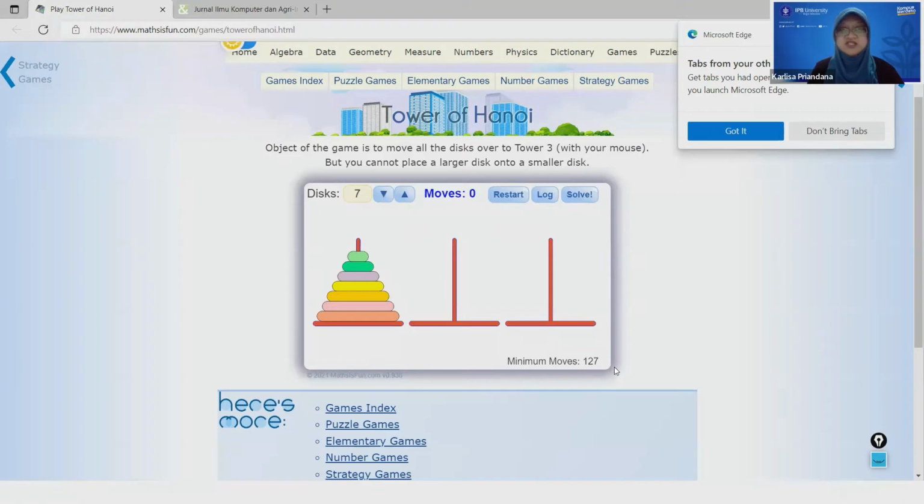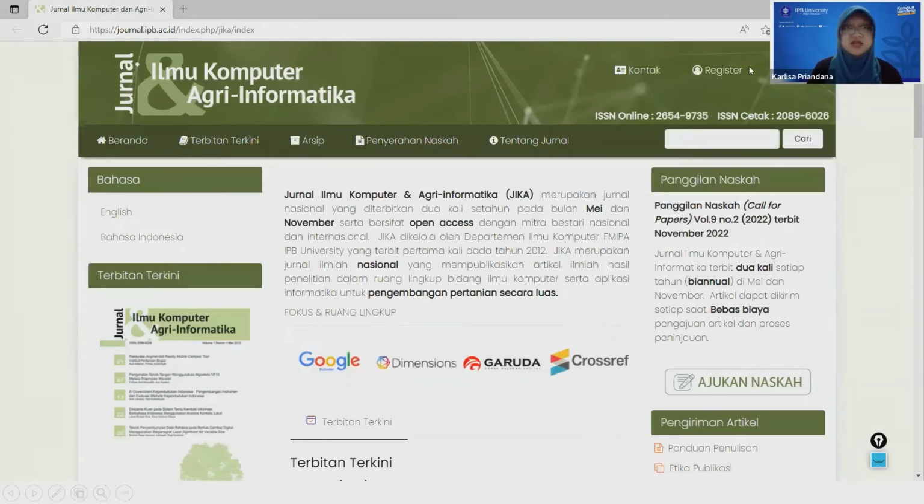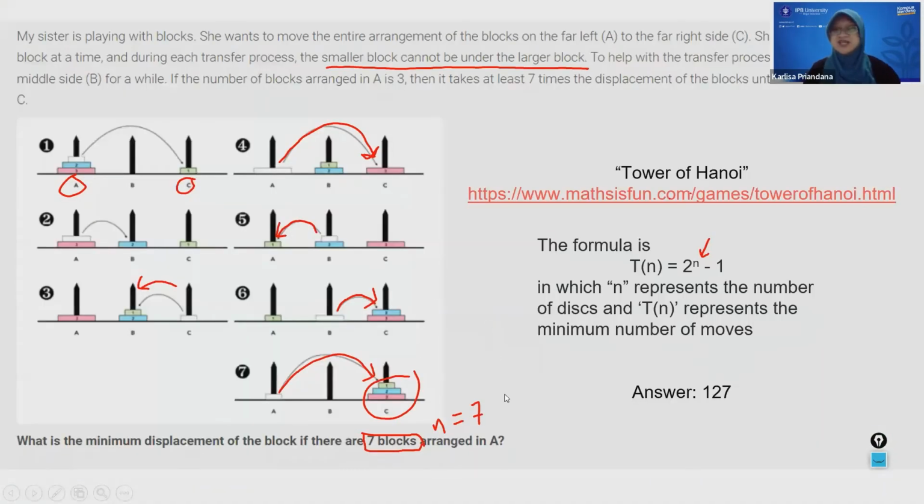For 7 disks, you need 127 minimum moves. You can try to simulate this if you want to know whether we solved the problem correctly or not. Okay, 127. Basically the equation is 2 power by n minus 1. I will stop here because it will take some time to solve this problem. Okay, let's move on to the next question.